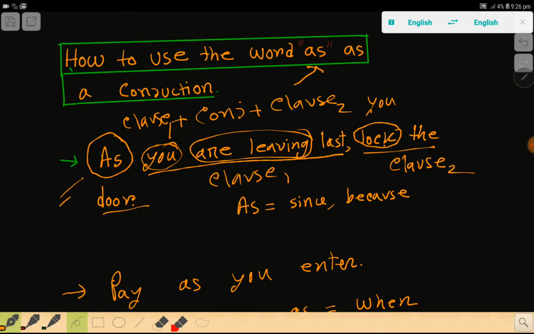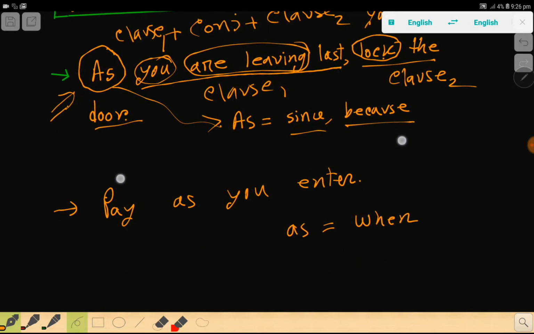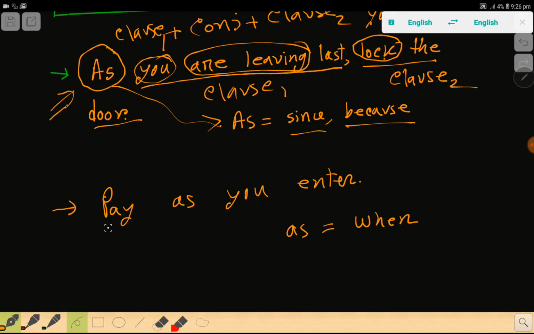So this as is a conjunction. Here the meaning of as is since or because, right? You can replace this as by since or because. Okay, let me take another example so that you can understand.